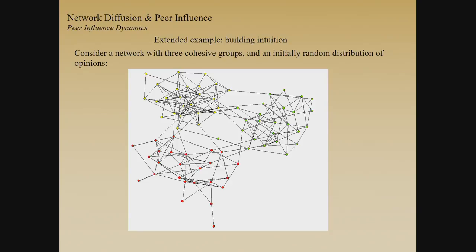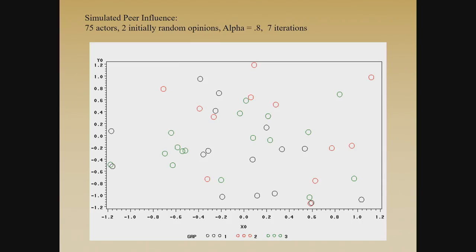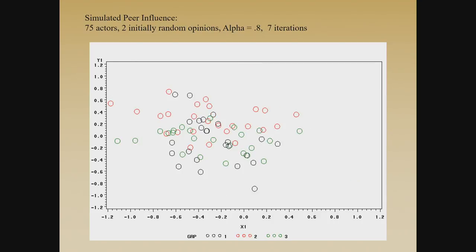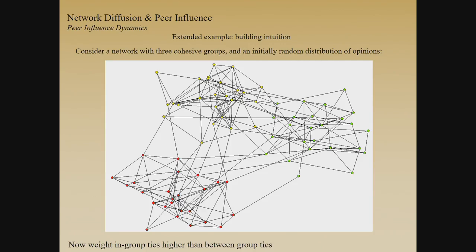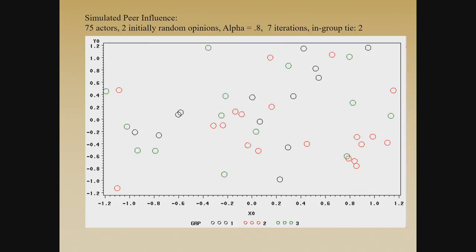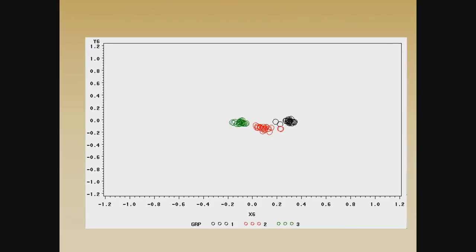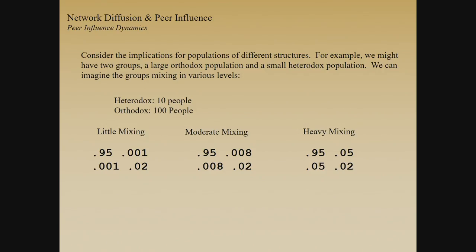It's a pretty clustered network, and I randomly assign them to two opinions. Literally randomly. So I've given you a random X, a random Y, but then I have you talk to your friends. And as you talk to your friends, you start to adopt their belief, and you converge on ideas. And that's really all this model is doing. Now, if I have a much higher weight on my in-group ties, I might end up with much stronger differences in opinion.